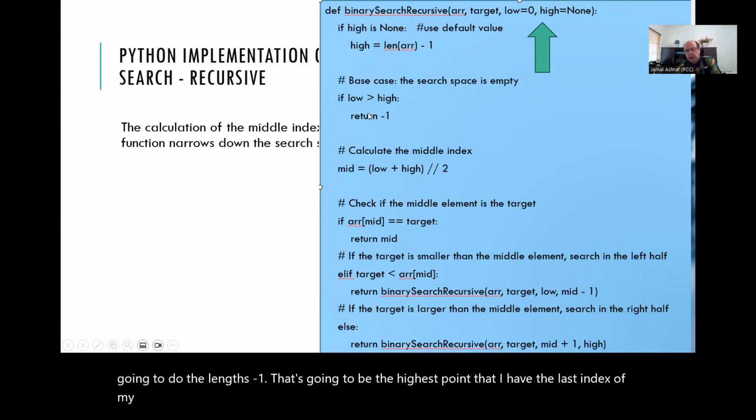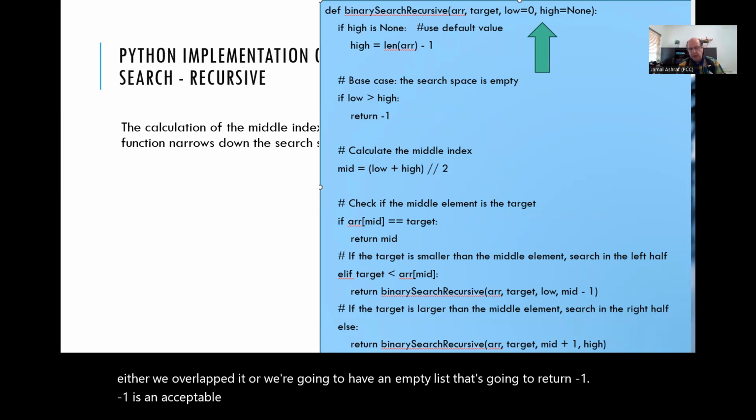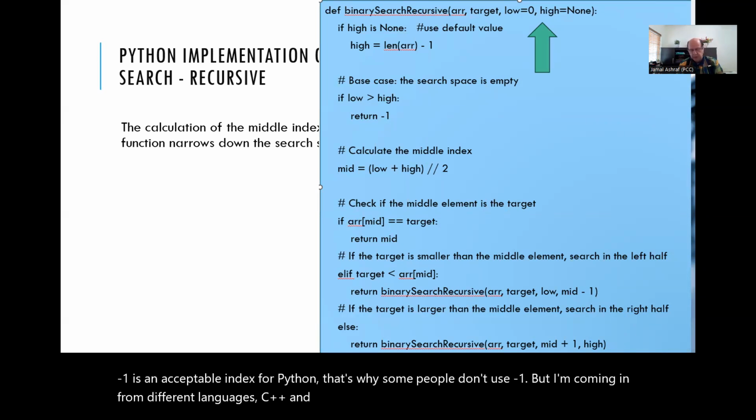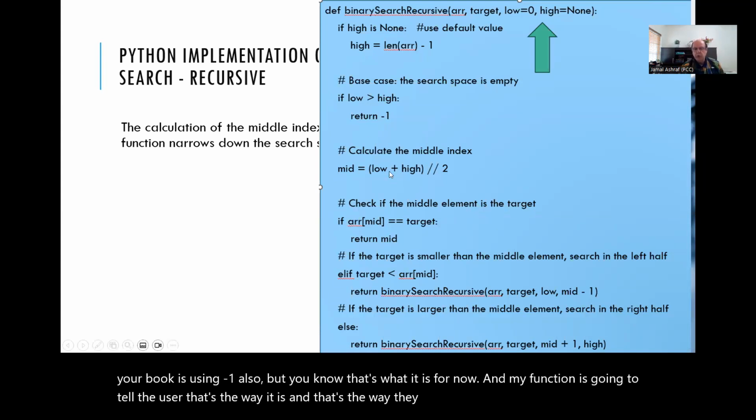And then the next one is we're going to be checking for low to be greater than high. So either we overlapped it or we're going to have an empty list. That's going to return -1. -1 is an acceptable index for Python. That's why some people don't use -1, but I'm coming in from different languages, C++ and Java, and -1 is kind of a standard way of returning. Your book is also using -1, but that's what it is for now. And my function is going to tell the user that's the way it is, and that's the way they can use it.